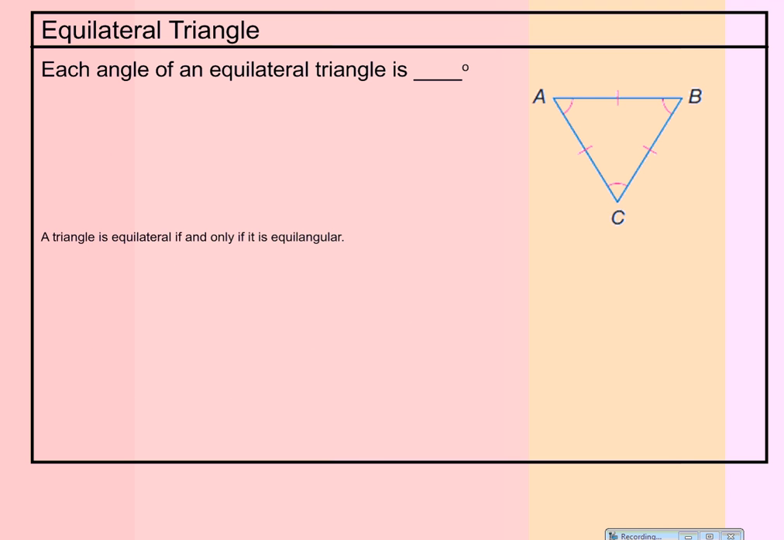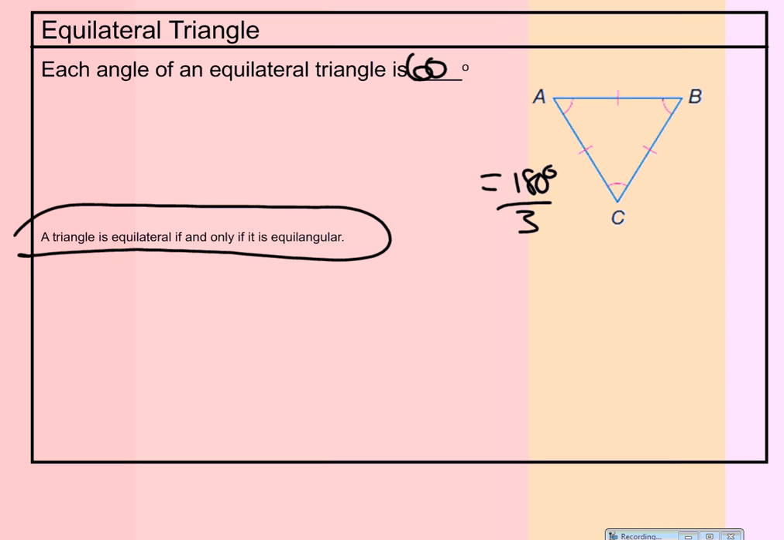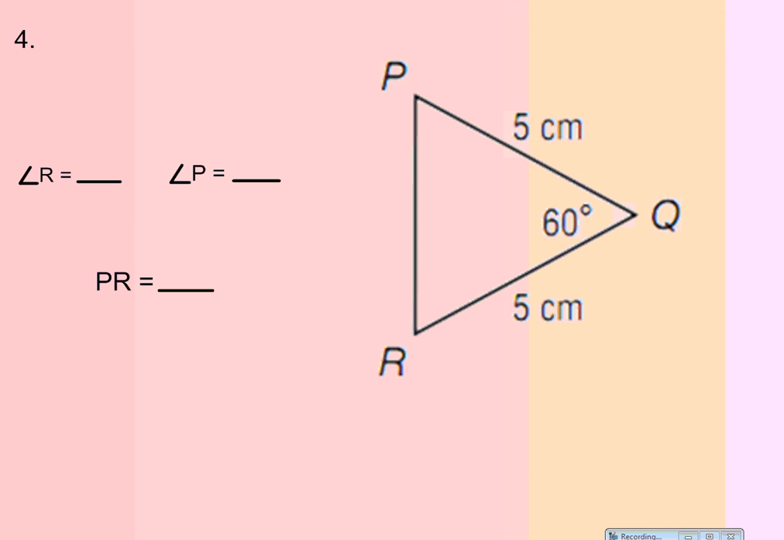So each angle of an equilateral triangle. Well, I know a triangle's got to add up to 180 degrees. And since there's 3 of them, if I divide by 3, each angle must be 60 degrees. So a triangle is equilateral if and only if it is equiangular. That means if it's equiangular, it's automatically equilateral. If it's equilateral, it is automatically equiangular.